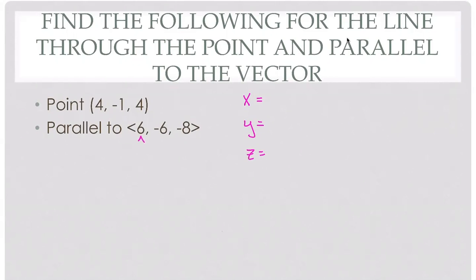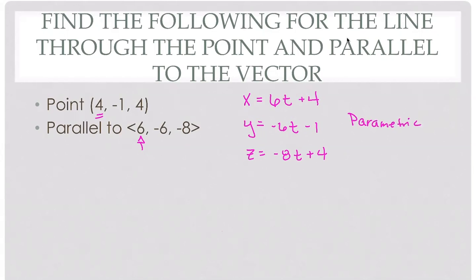So we're going to use the 6 as our slope. We're going to say 6 times t and then plus our point, so plus 4. You're going to do the same thing for y and z. So I'd have negative 6t minus 1 and negative 8t plus 4. So these are our parametric equations.